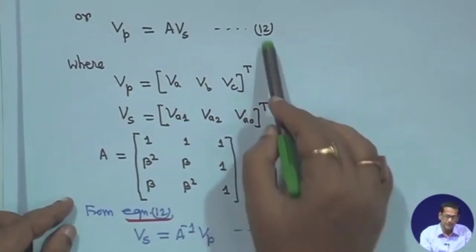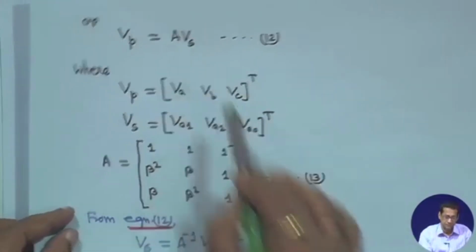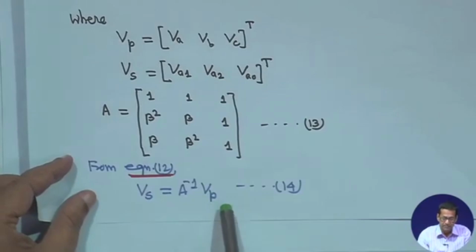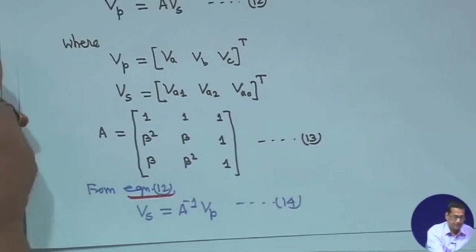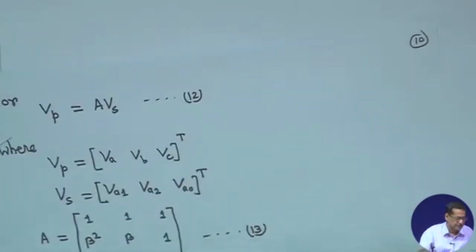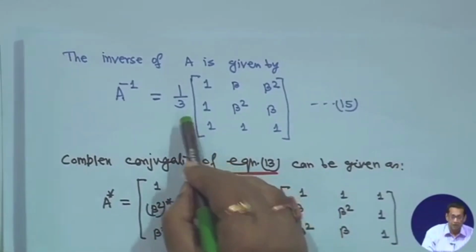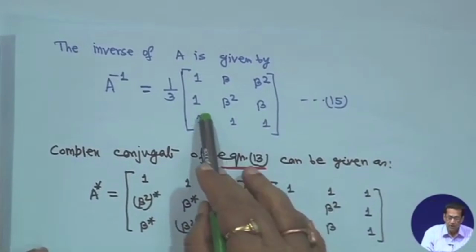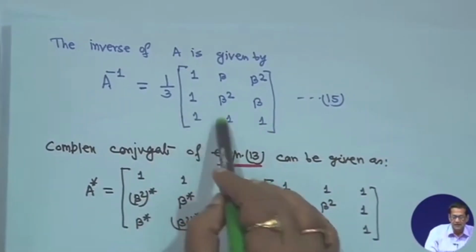So, this equation 12 can be written as Vs is equal to A inverse Vp. This is equation 14. So, if you take the inverse of this matrix, A inverse will become one-third times 1, beta, beta square; 1, beta square, beta; 1, 1, 1. But you need not take that inverse directly.